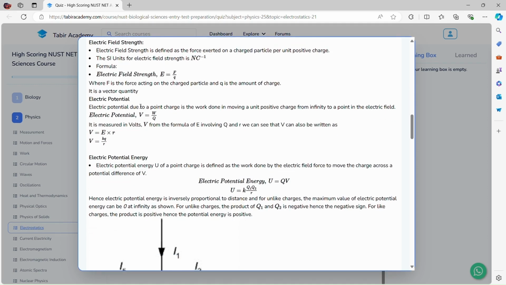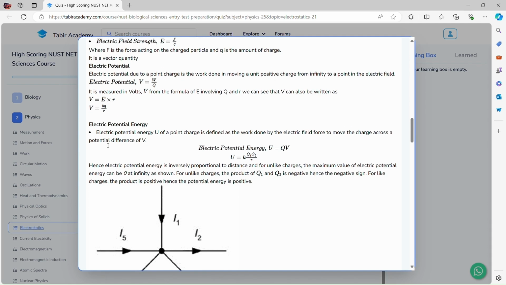Electric potential. Electric potential due to a point charge is the work done in moving a unit positive charge from infinity to a point in the electric field. Electric potential V equals W over Q. It's measured in volts. From the formula of E involving Q and R, we can see that V can also be written as V equals E multiplied by R.